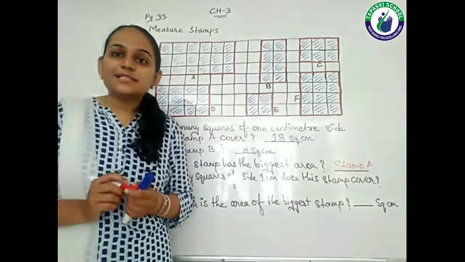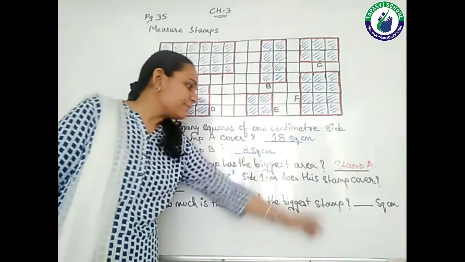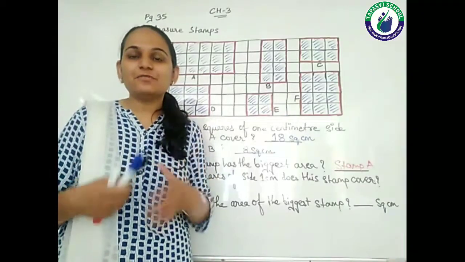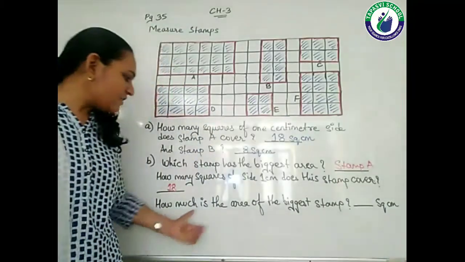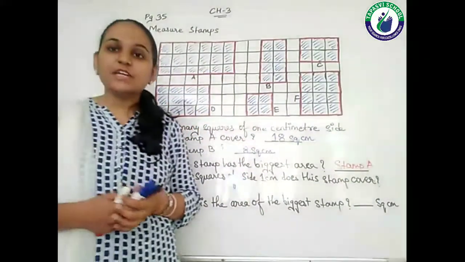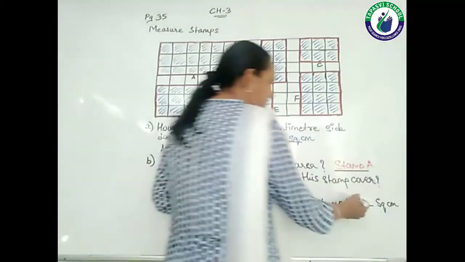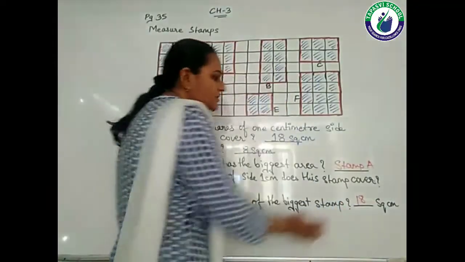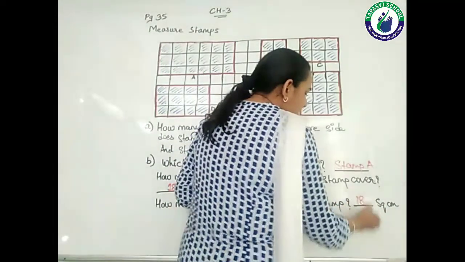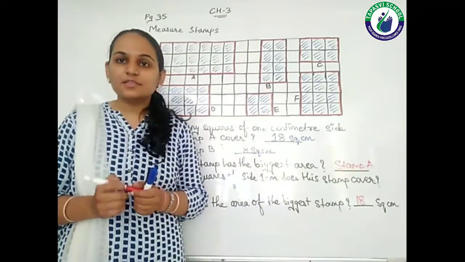Now let's see the last question of this, students. How much is the area of the biggest stamp? The question is repeated, they are only changing the wordings. So the biggest stamp is A, and how much is the area of this biggest stamp, students? That is 18, because the number of squares that are there, that much is the area. So the answer is 18 square centimeter. I hope, students, you understood this much.